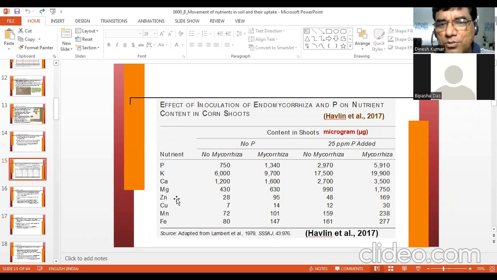But this data shows you, it is before you, that mycorrhiza help in increasing the concentration and uptake of not just phosphorus or zinc. It increases uptake and concentration of potassium, calcium, magnesium, and other nutrients also. It will not discriminate. It will take up everything available in the soil.